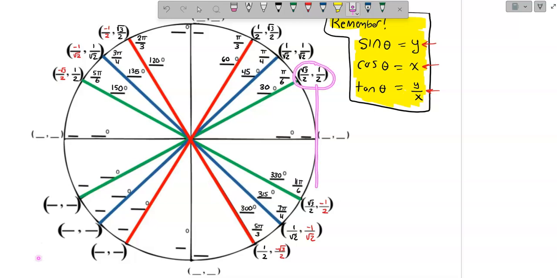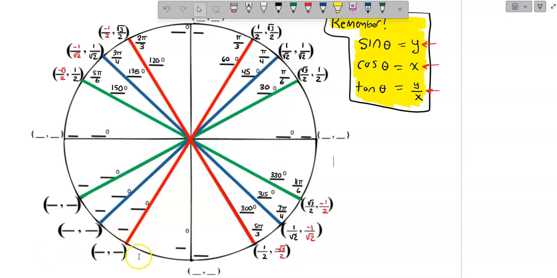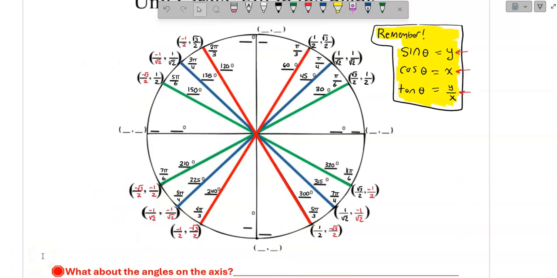My values for 30 transfer down there. My values for 45 transfer down here, and my values for 60 transfer down here. And the only difference in all of these is the fact that the y value is going to be negative. This will also be seen in quadrant 3, where everything is going to be negative. And as you can see here in quadrant 3, all of the values are the same. It's just that everything, both x and y, is negative, which is the reason why tangent is positive in that situation.